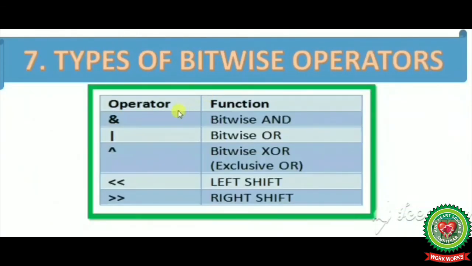See, students. Number 1, bitwise AND. Number 2, bitwise OR. Number 3, bitwise XOR, or we can say exclusive OR. Number 4, left shift. And number 5 is right shift. So these are the different categories of bitwise operators.